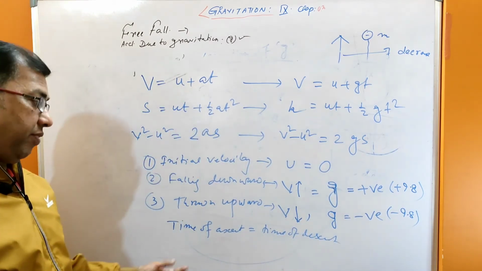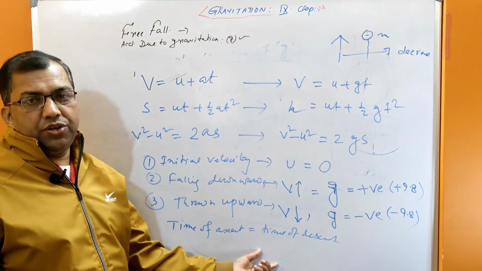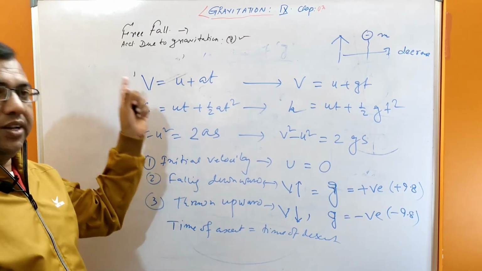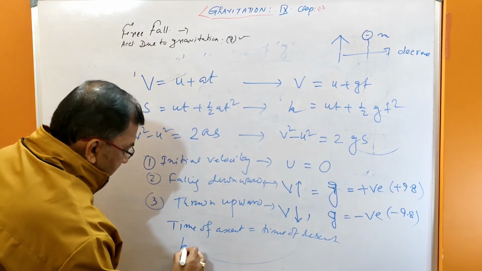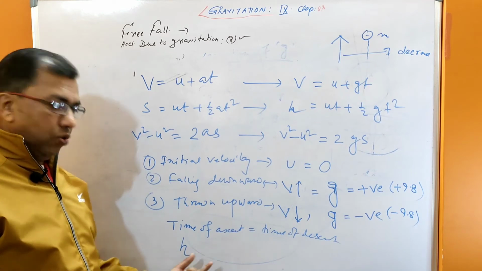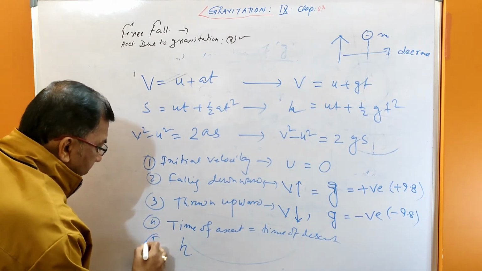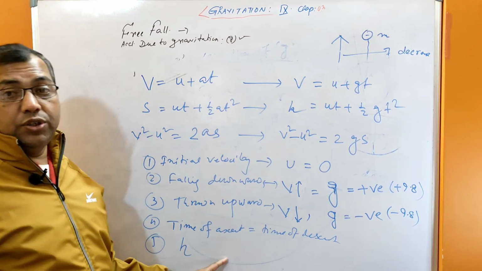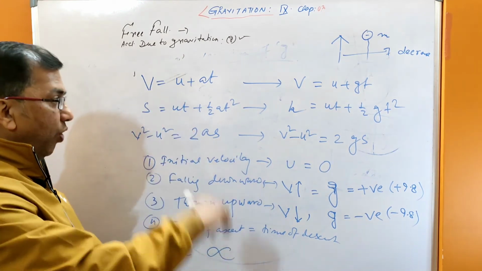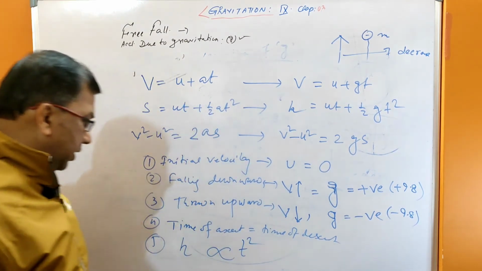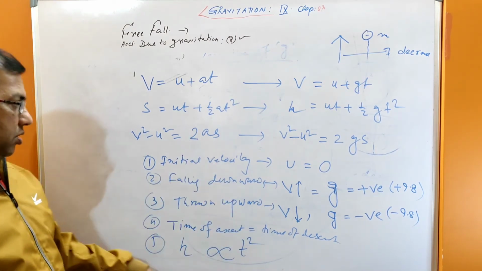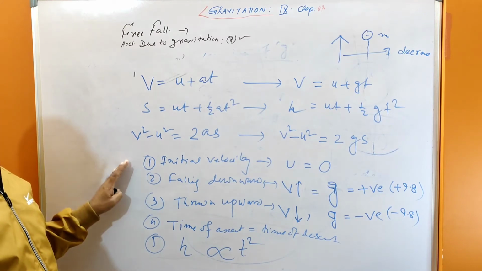Time of ascent equals time of descent. Remember it. And the last thing, which I also discussed in the earlier video: the distance traversed, h, the distance covered, how far it went, is always directly proportional to the square of the time to fall. The more time it takes, the square of that. So h varies as t square. Clear? You have to remember this. Note it down, jot it down.